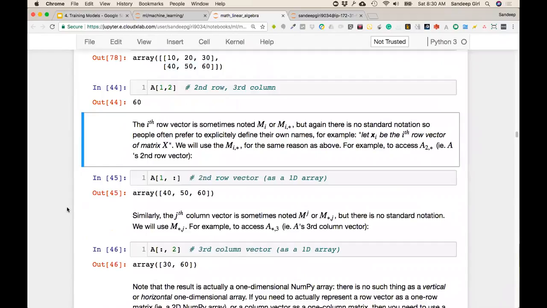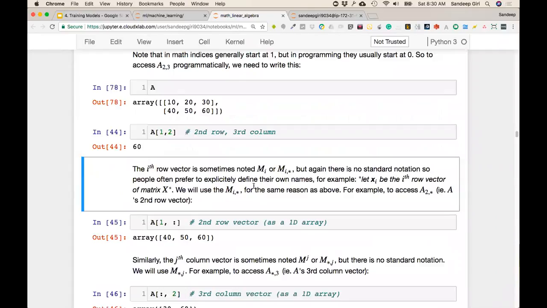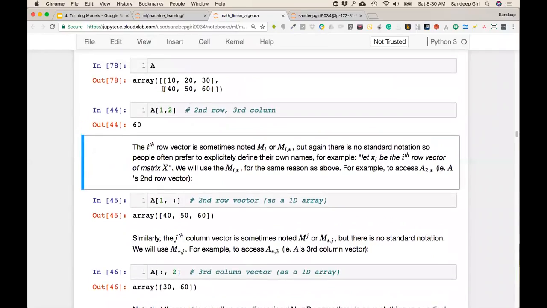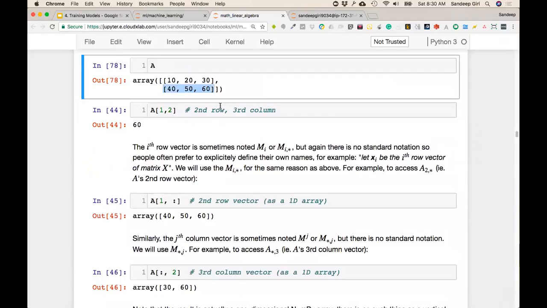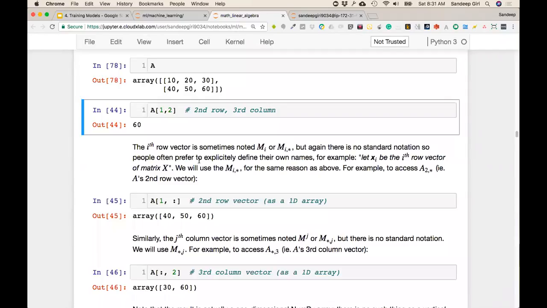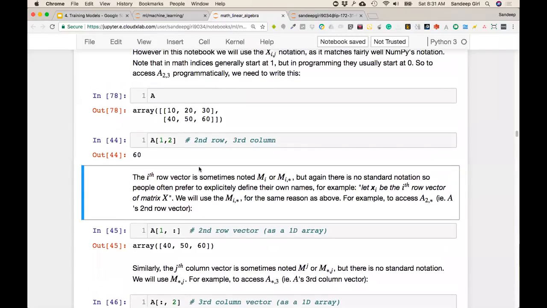So the ith row vector is sometimes notated. All right. Let's go ahead. We've already talked about these things. Sometimes we annotate the ith row vector in the matrix as either mi or m comma star. But again, this is the R kind of format. People often prefer to explicitly define their own names. For example, let xi be the ith row vector. So it won't be too much of a confusion.